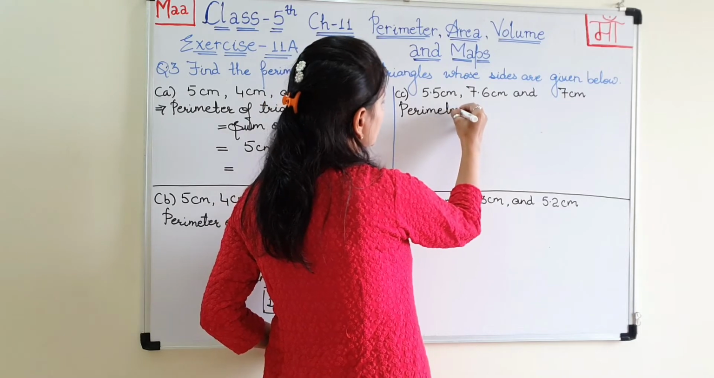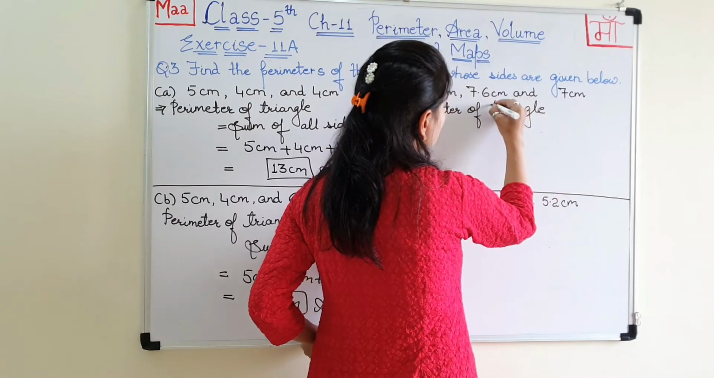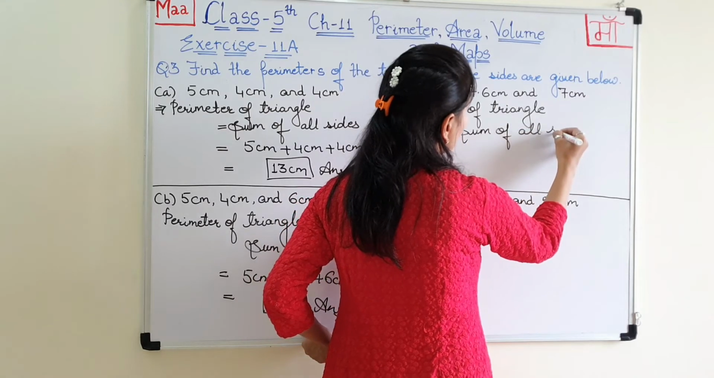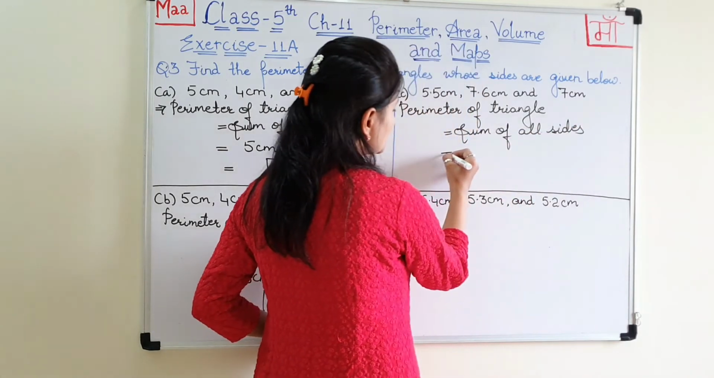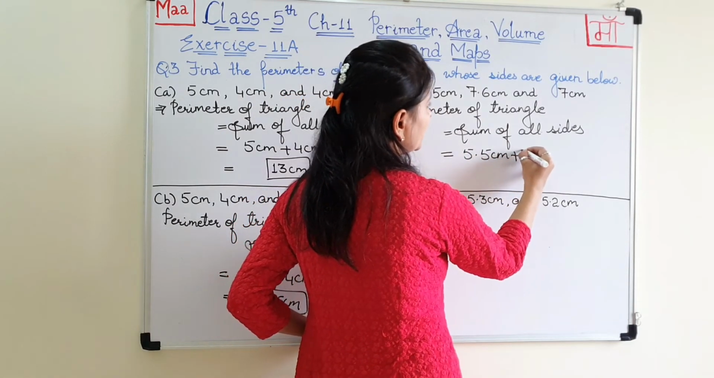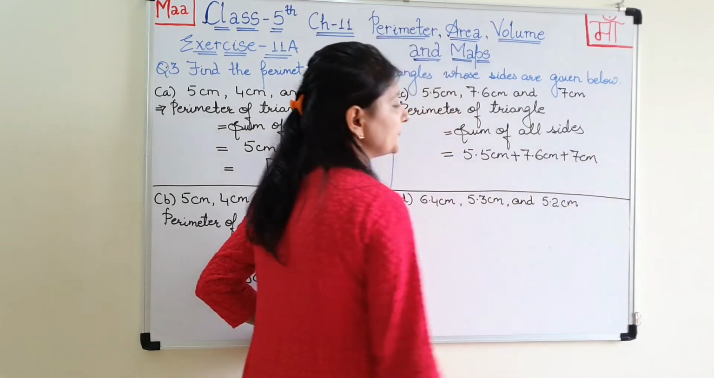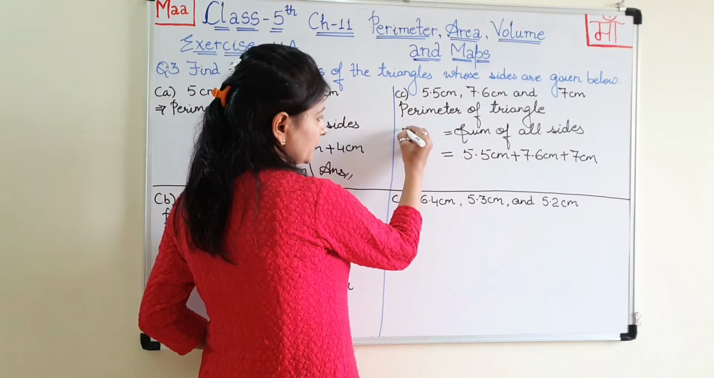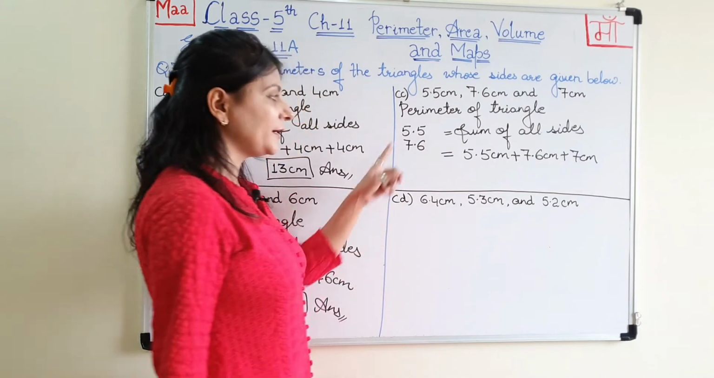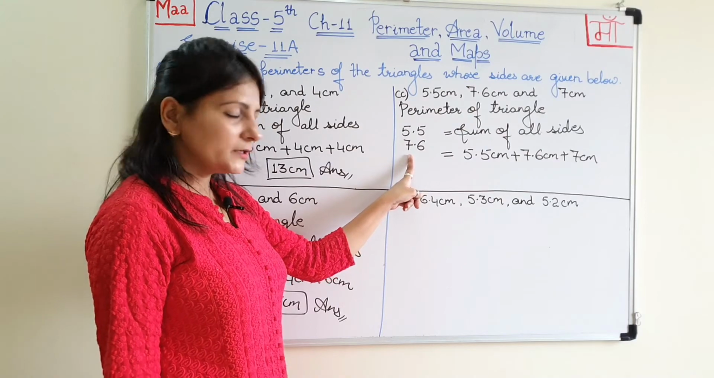Again the formula firstly, perimeter of triangle. So it will be sum of all sides, and then the sides which are given here are in decimal. Two sides are in decimal, 5.5 centimeter, 7.6 centimeter and then 7 centimeter. Okay. Now how to add it? I hope you know how to add the decimal. 7.6 centimeter, arrange it like this. Okay. 5.5, under 5.5 you will arrange 7.6 centimeter.